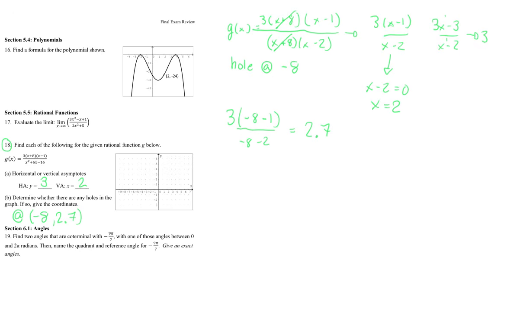Now we're going to use what we know and draw our things. So we have our horizontal asymptote at 3. We have our vertical asymptote at 2. And we know because of the polynomial that our graph is going to look something like this, with a hole over here, right around here.